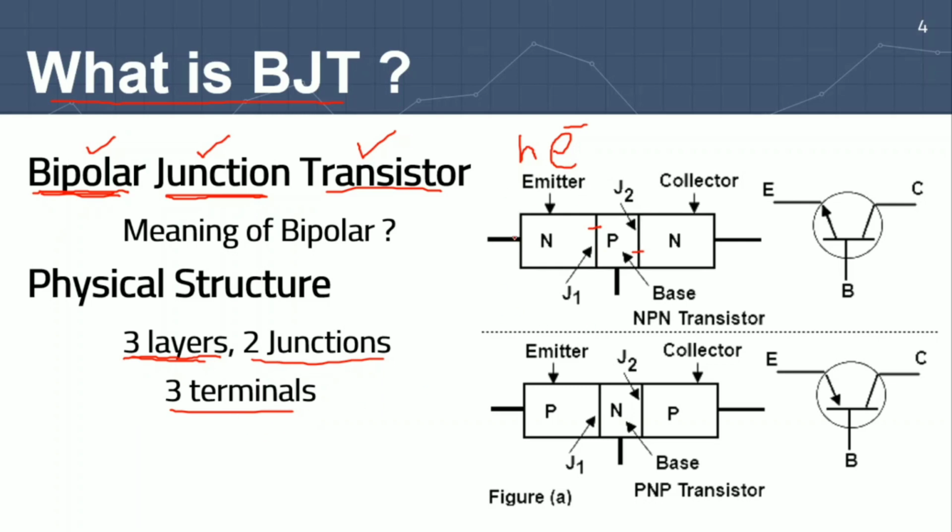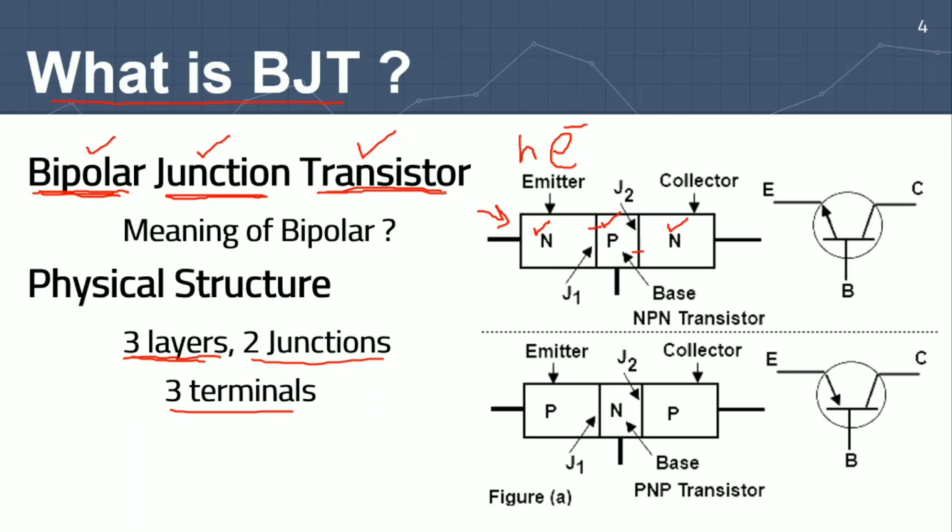If you see the structure here, you can see that there are 3 layers. One is N, the other is P, the other is N. N and P are the semiconductors, right? So BJT is bipolar junction transistor. So it is a 3 layer, 2 junction, 3 terminal bipolar device.